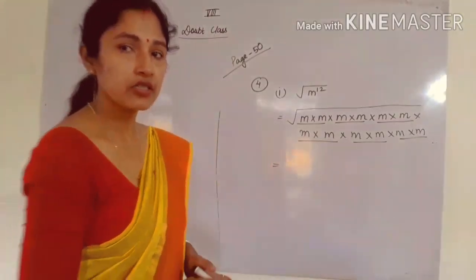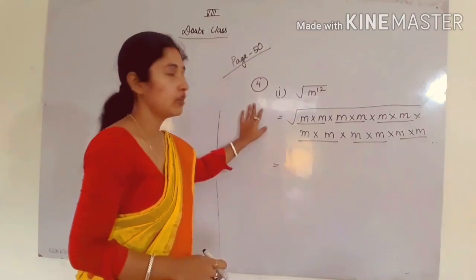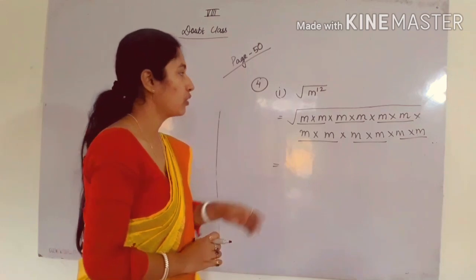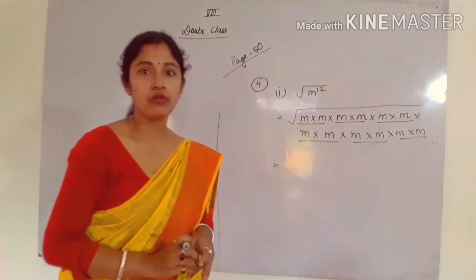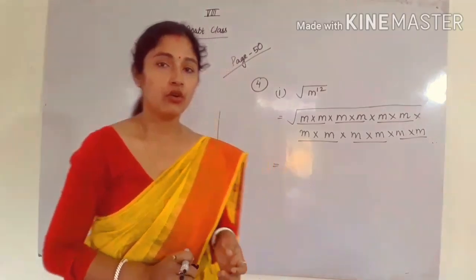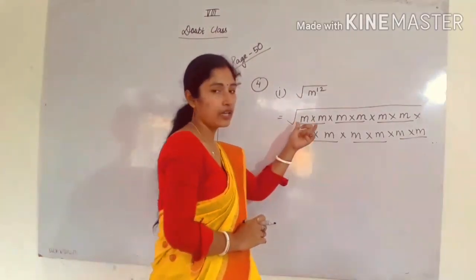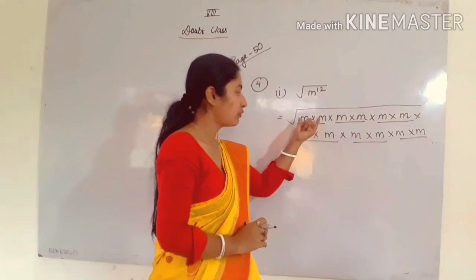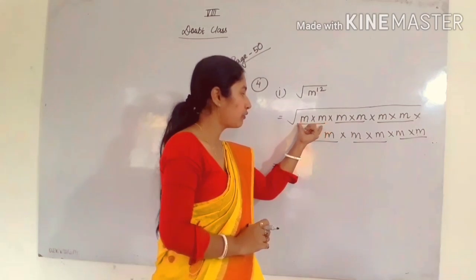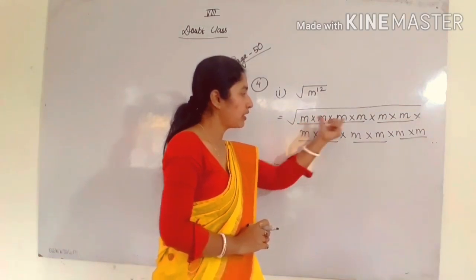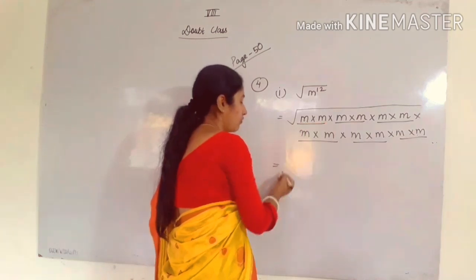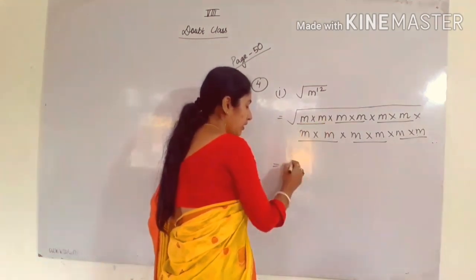Next is the chapter checkup of chapter 3. Question number 4. You have to find the square root of m to the power 12. What is the meaning of m to the power 12? You have to multiply m 12 number of times. Then you have to see which numbers are pairing. First of all, you pair the numbers and take out one number. So here 1m into 1m, 1m into 1m, and 1m will be taken out.